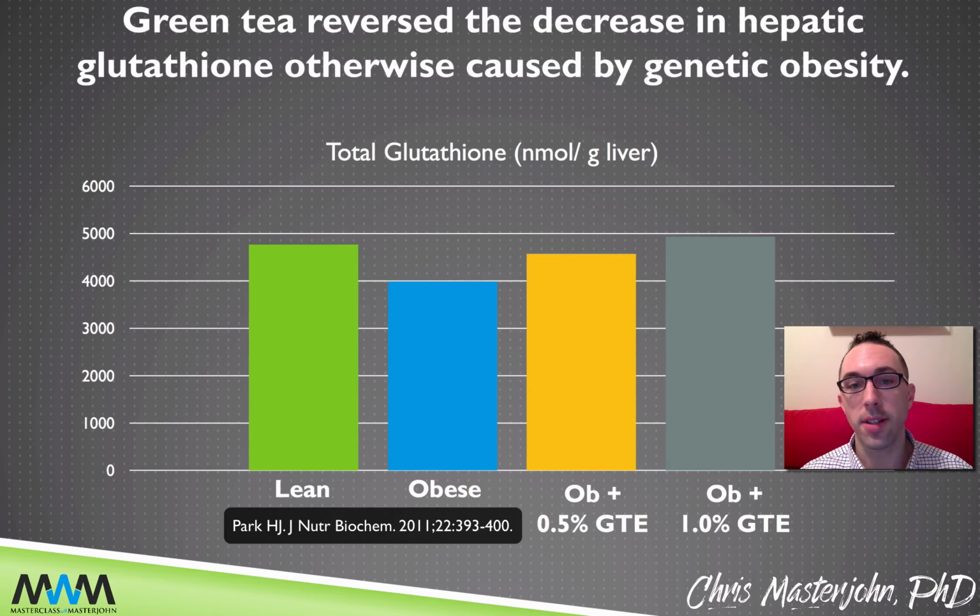Well, how did green tea protect against oxidative stress and inflammation? By acting as an antioxidant or a hormetic pro-oxidant? Let's take a look at glutathione. Shown on the screen is the total glutathione across the different groups of animals. You can see that the total glutathione in the liver decreased in the obese animals, but if they were fed green tea extract, you had a dose-dependent normalization of that.